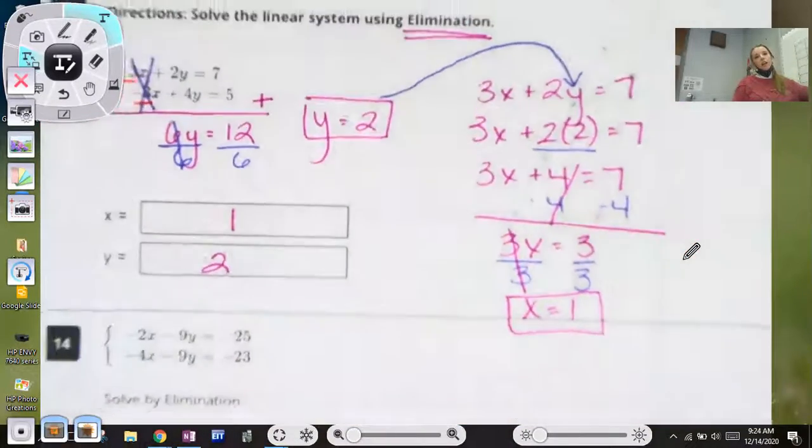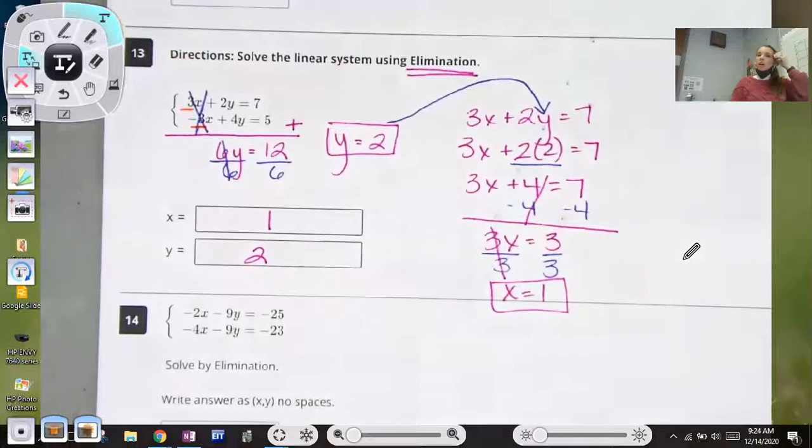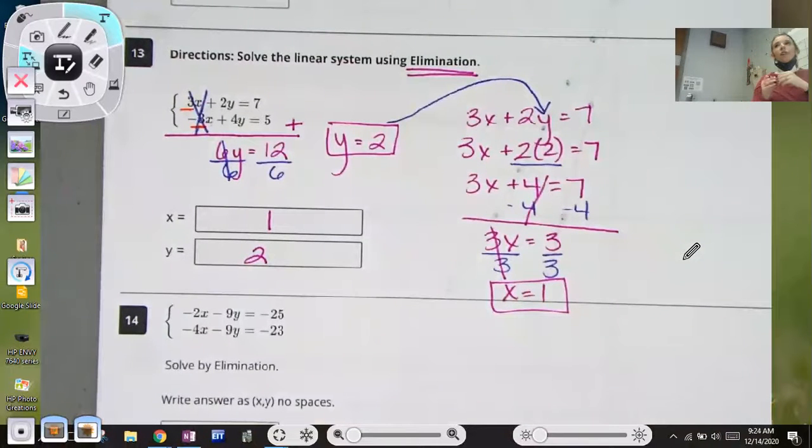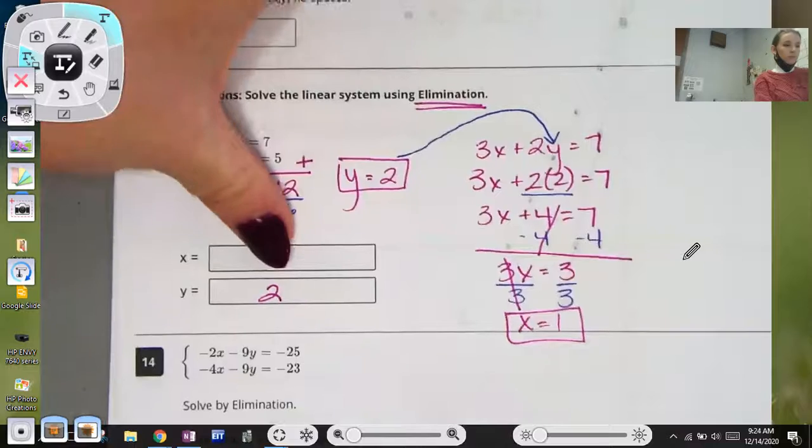And you could always double check your answers on Desmos to see if that is in fact the intersection point. But for the test, you will have to show your work. So just know that.